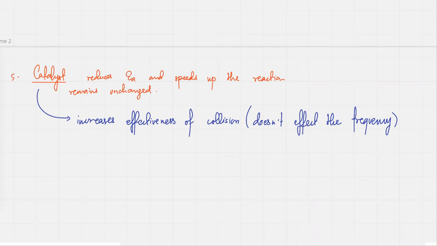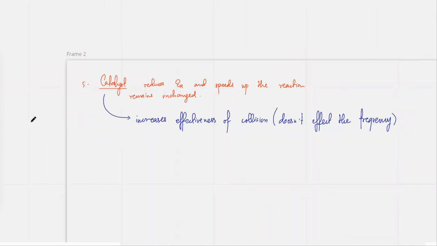Okay, is this clear? Sound clear? Ethan, is this clear? Zoha? Yes, sir.